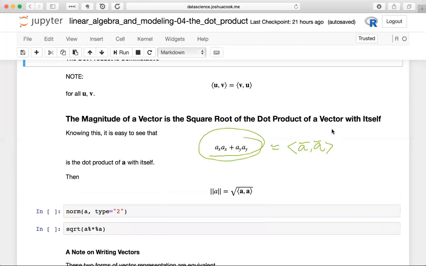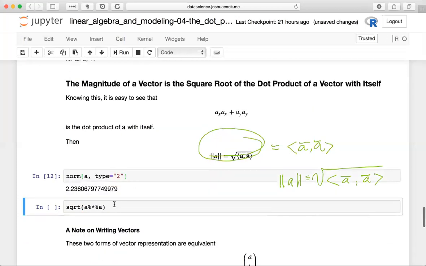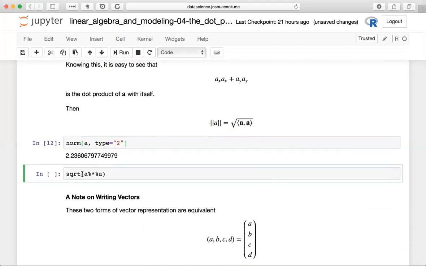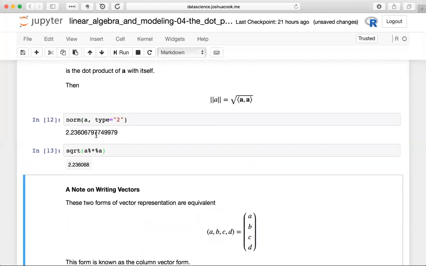So the magnitude of a, and I'm just rewriting the same thing here, is equal to the square root of the dot product of a with itself. And we can see that right here. We're doing the type 2 norm of a, and I'm doing the square root of the dot product of a with a, and we get the same answer. This one's rounded. We only have it in 6 digits here, but it's the same answer internally.